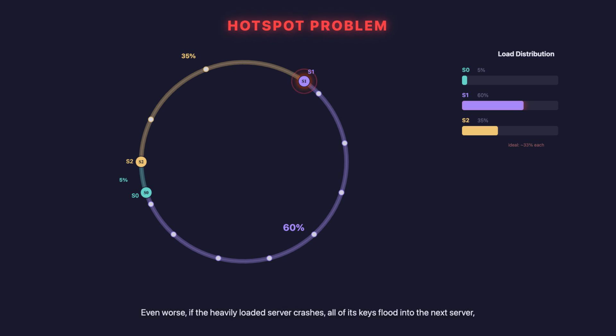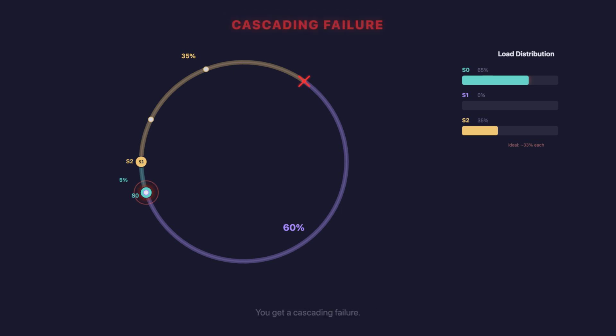Even worse, if the heavily loaded server crashes, all of its keys flood into the next server, which then becomes the new hotspot. You get a cascading failure. With a large number of servers, the distribution tends to even out naturally. But in most real deployments, you don't have hundreds of physical servers. You might have 5 or 10, so we need a fix.